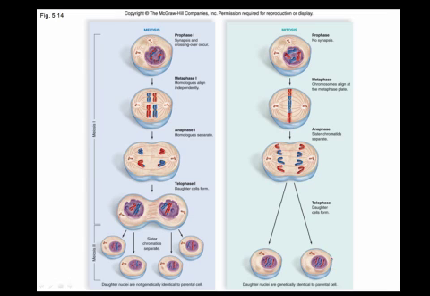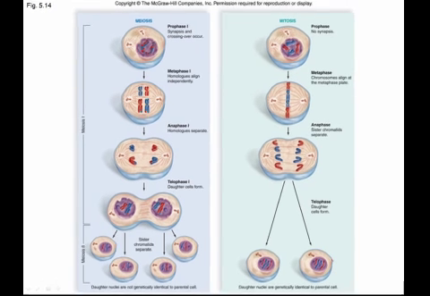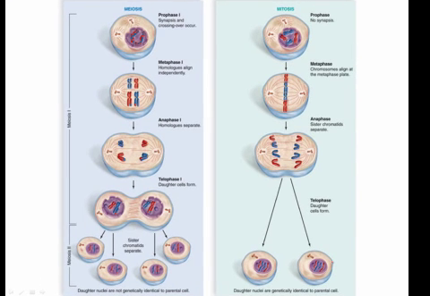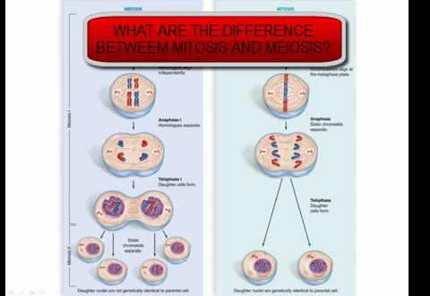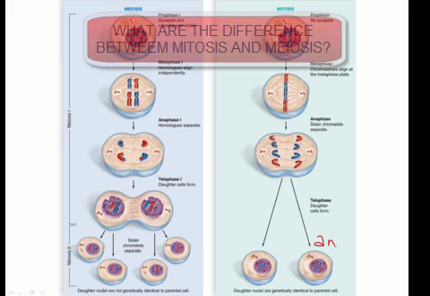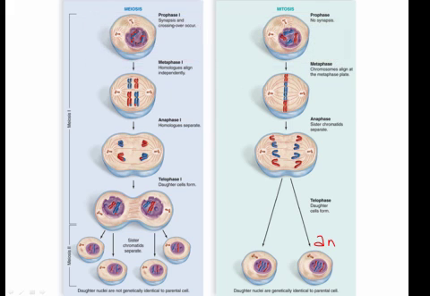So this compares meiosis and mitosis. In mitosis, we have 2 daughter cells. Each of those daughter cells is diploid, identical to the original parent cell. In meiosis, we go through 2 successive divisions. Meiosis 1 followed by meiosis 2, and the end product is 4 daughter cells, and these daughter cells are haploid.